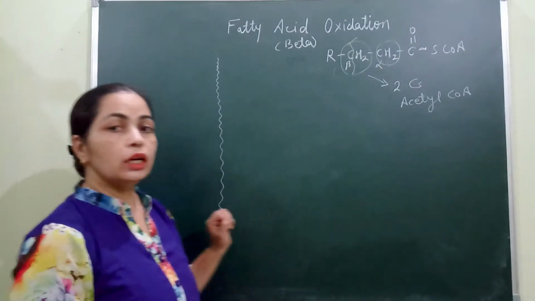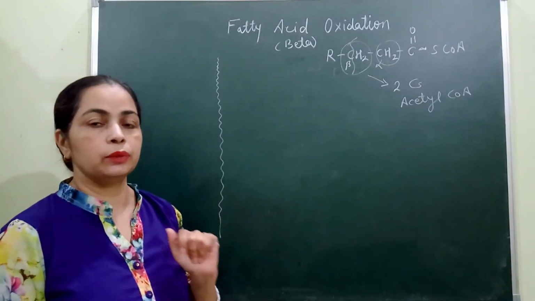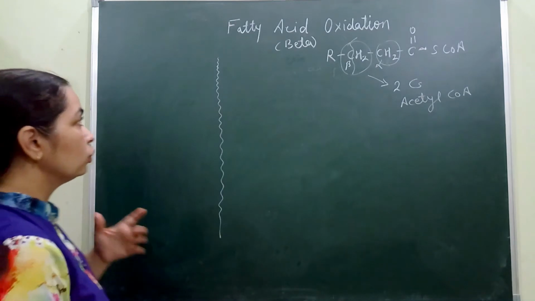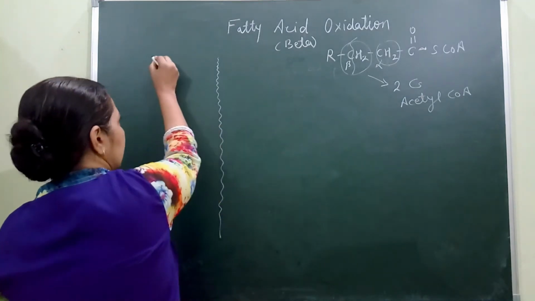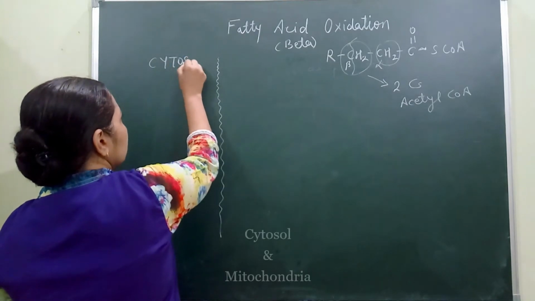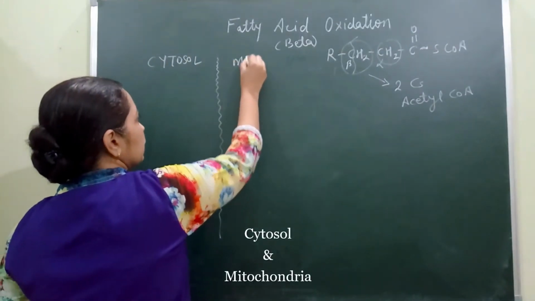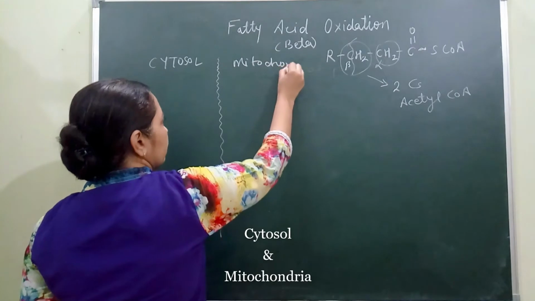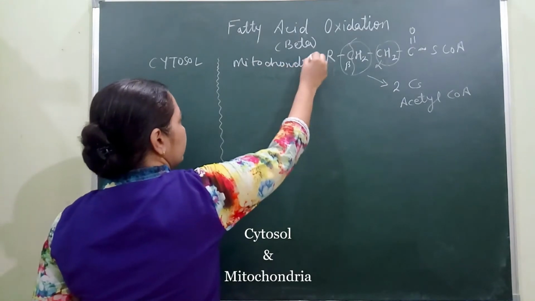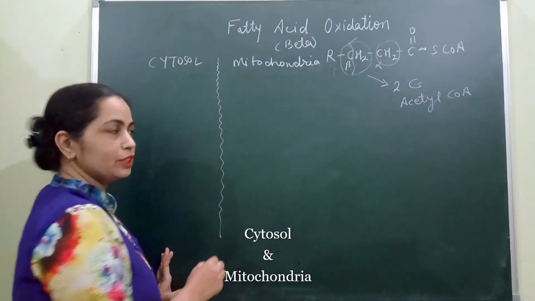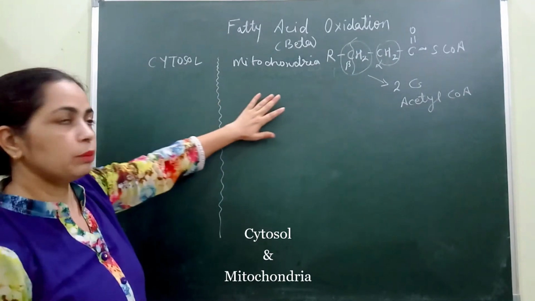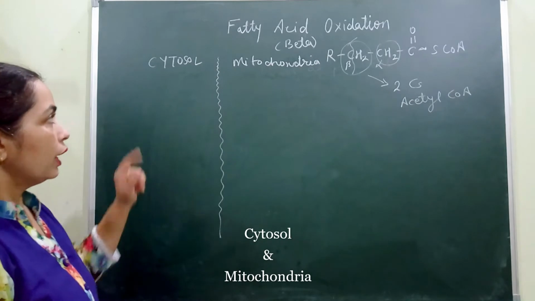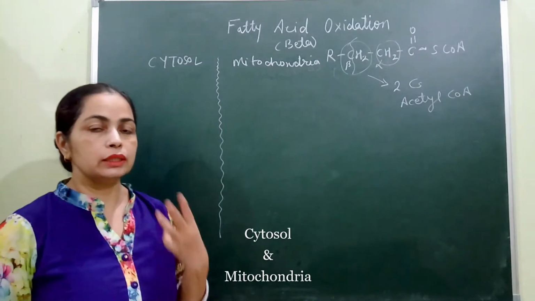Now let's see how this process takes place. First of all, we should know that the oxidation enzymes are present in the cytosol as well as in the mitochondria. I have tried to divide these two spaces with a line. Some enzymes are present in the cytosol and some are present in the mitochondria. Fatty acid oxidation takes place in three steps.